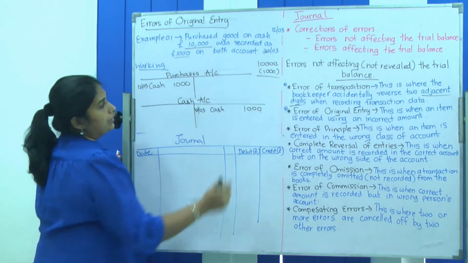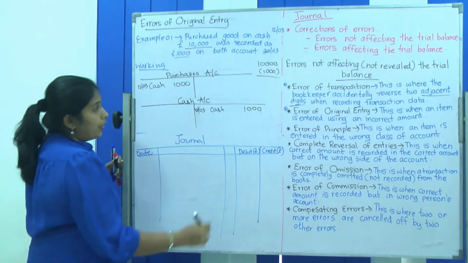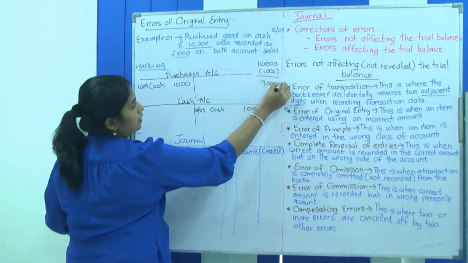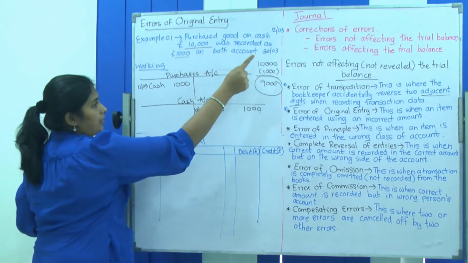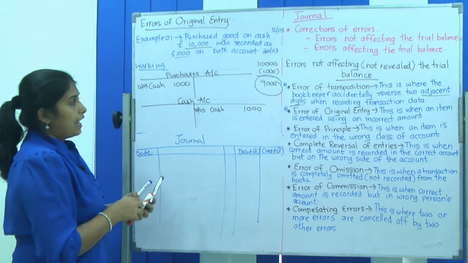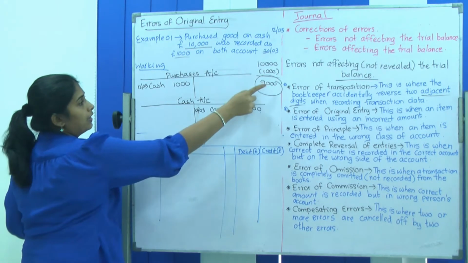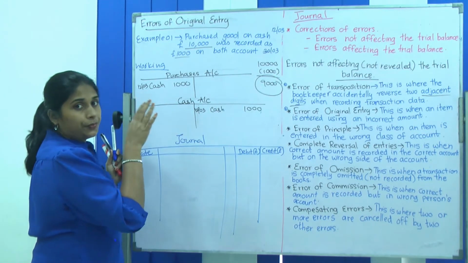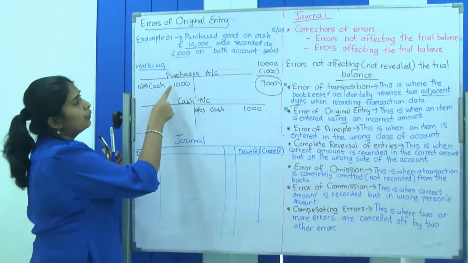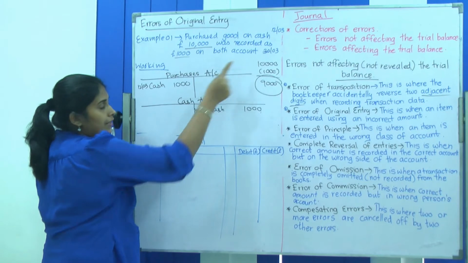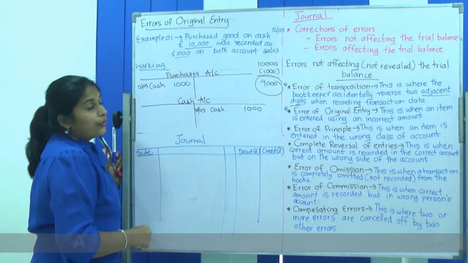So 10,000 he has recorded as 1,000. So there is a 9,000 difference which you have to record now. So 10,000 has been recorded as 1,000. So 9,000, what has happened? The bookkeeper has decreased the amount by 9,000. So purchases which should be 10,000 is now 1,000.